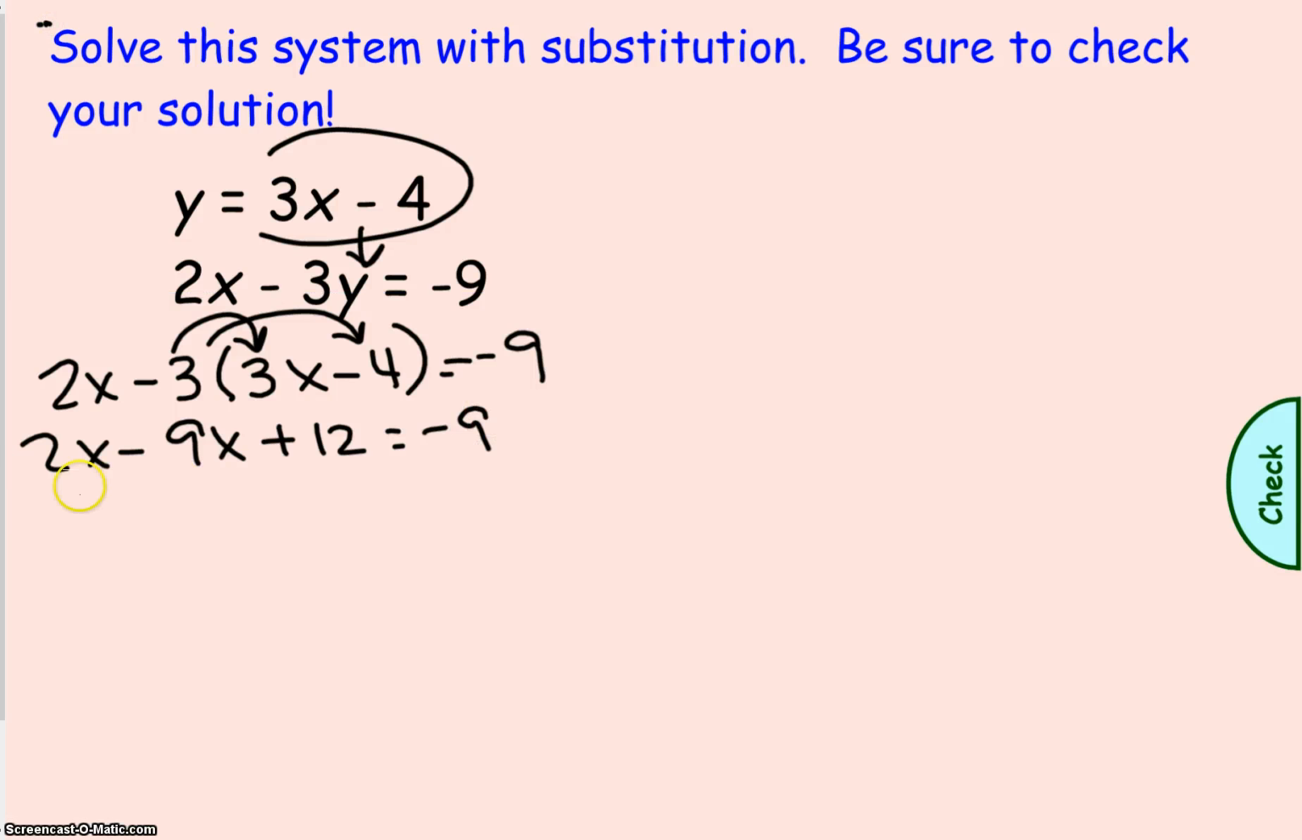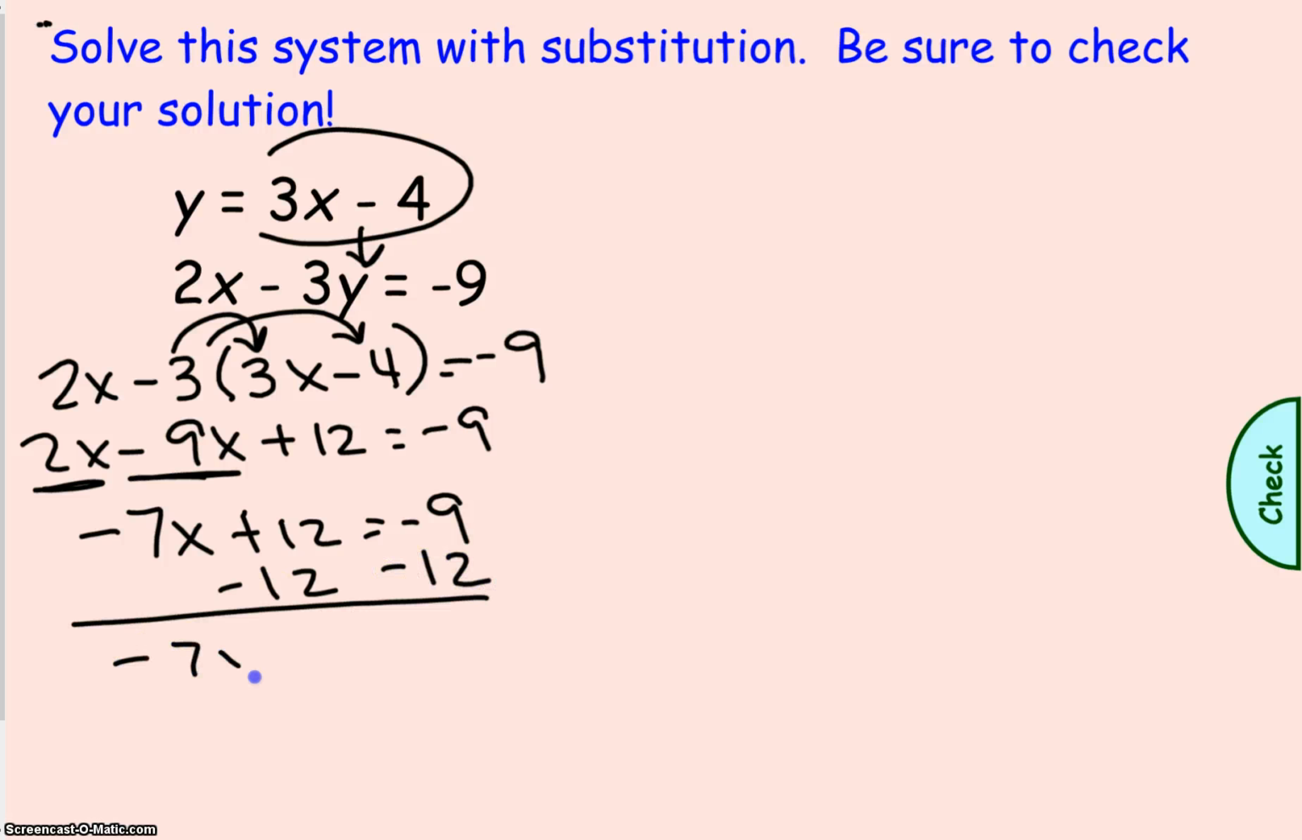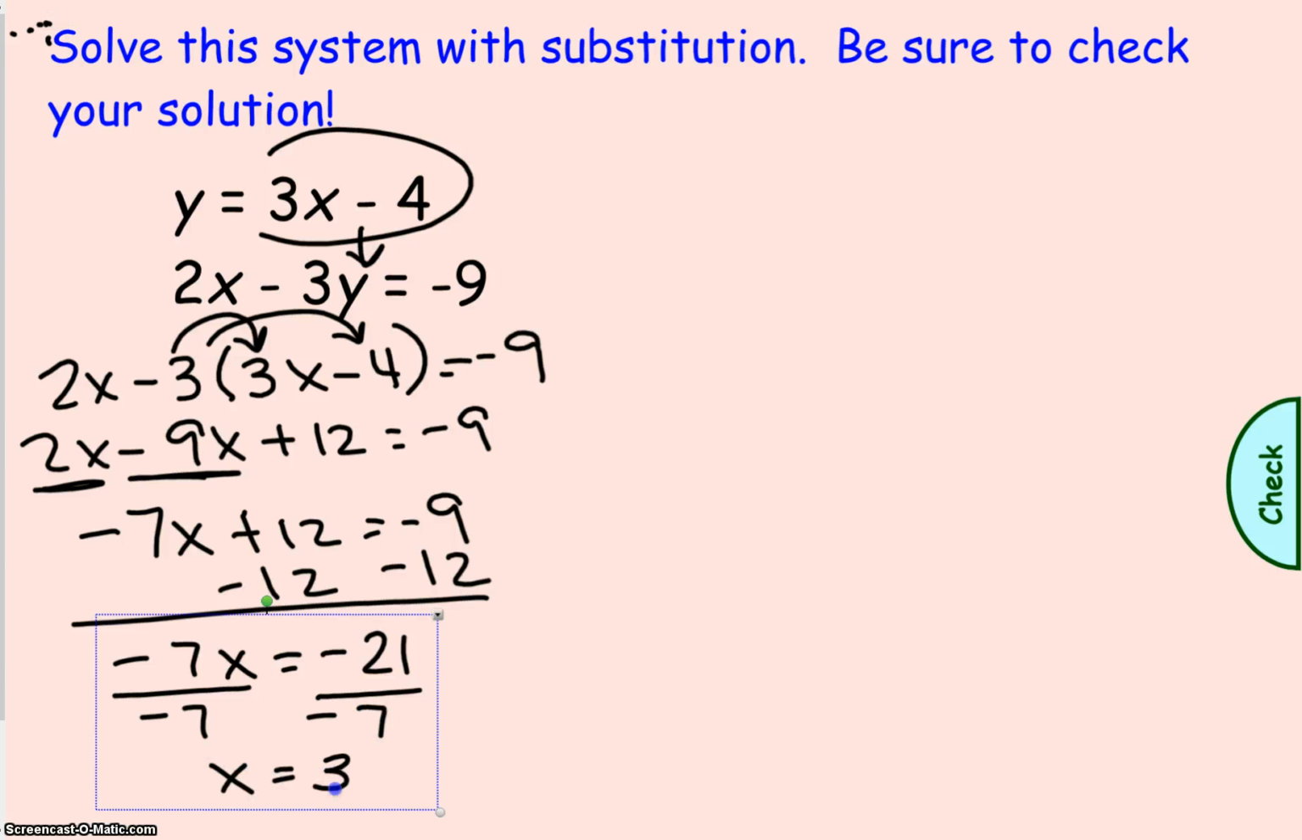Because this and this are on the same side of this equal sign, I can combine them. So I have negative 7x plus 12 equals negative 9. Minus 12, minus 12. I have negative 7x equals negative 21. Divide by negative 7, divide by negative 7, x equals 3.